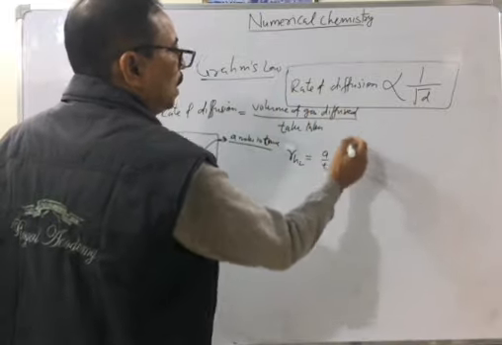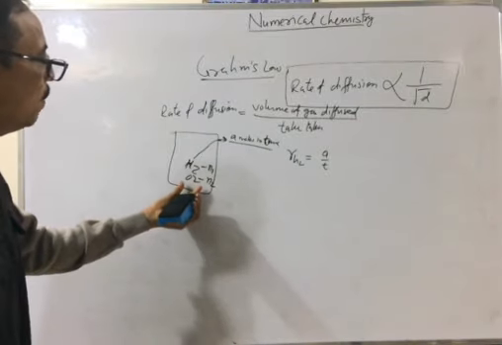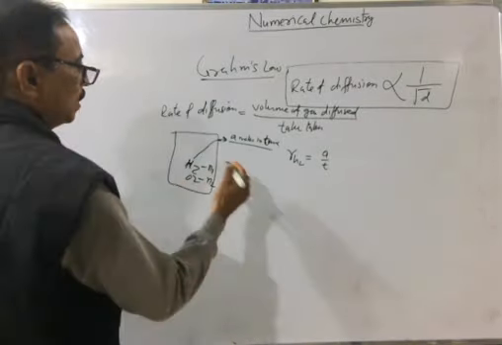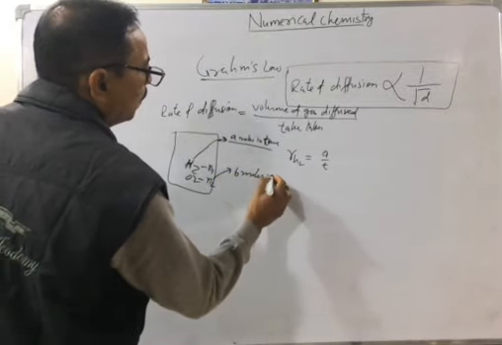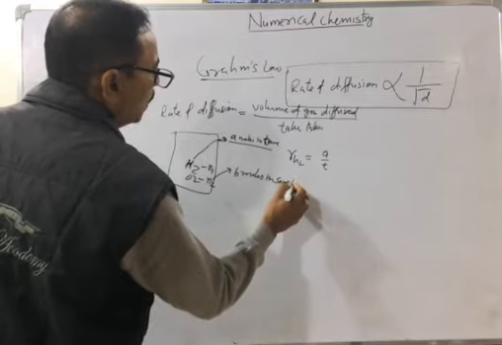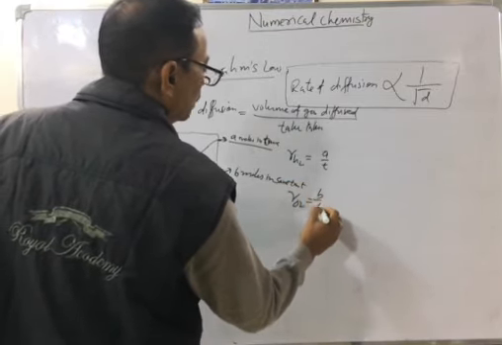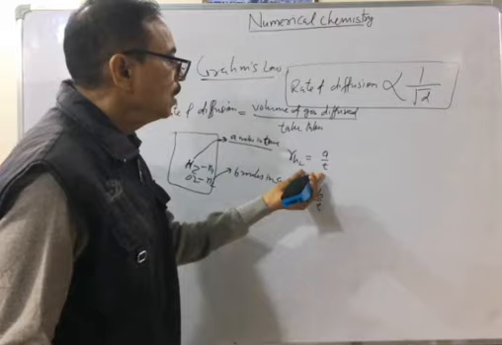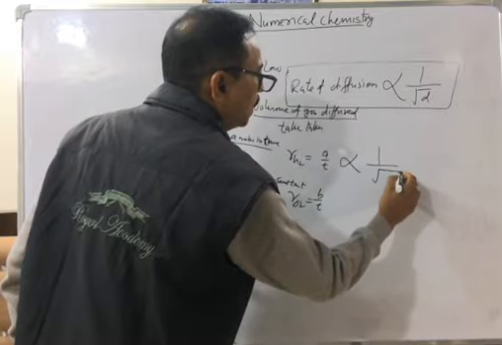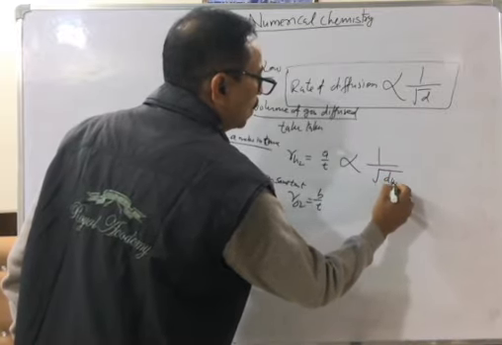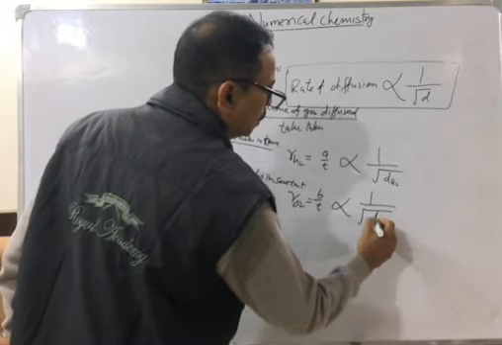So you must understand this thing. And the second thing is very important. Similarly for oxygen, suppose B moles in the same time T, the rate of diffusion of oxygen will be B by T. And this is inversely proportional to the square root of density of oxygen.